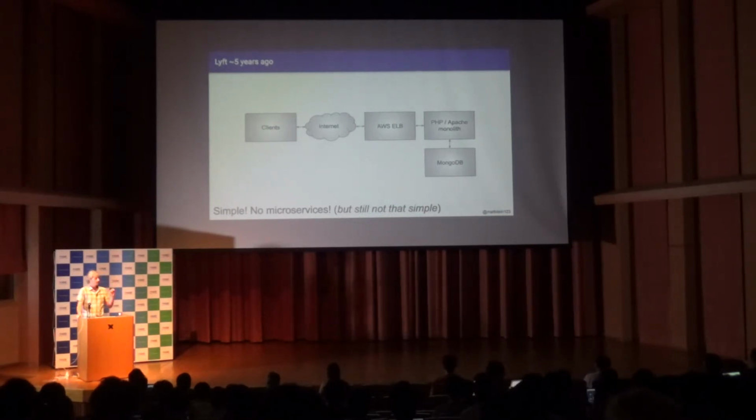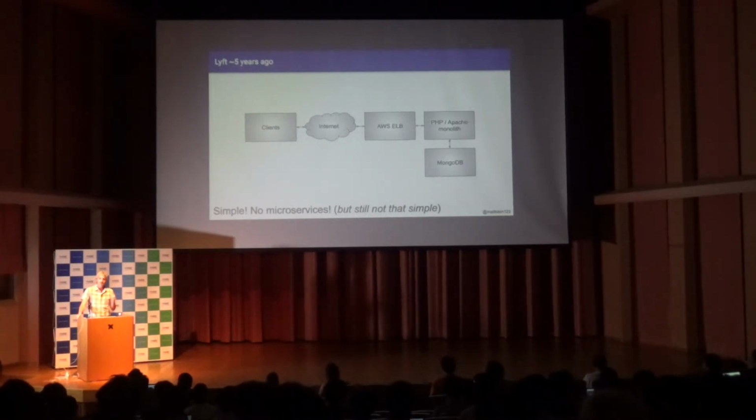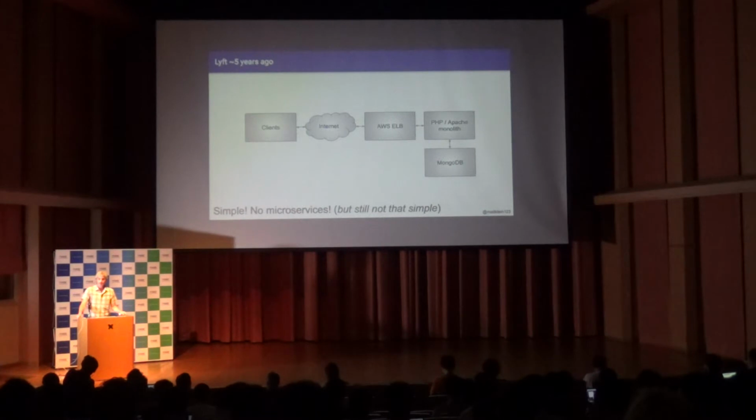What we're seeing here is Lyft's architecture from about 5 years ago. This is a very stereotypical, quote, monolithic architecture. We have clients, we have the internet, we have an AWS load balancer, and we have a monolithic application built in PHP and Apache. 5 years ago, Lyft's data store was MongoDB. So this is, again, a, quote, simple architecture. We don't have any microservices.